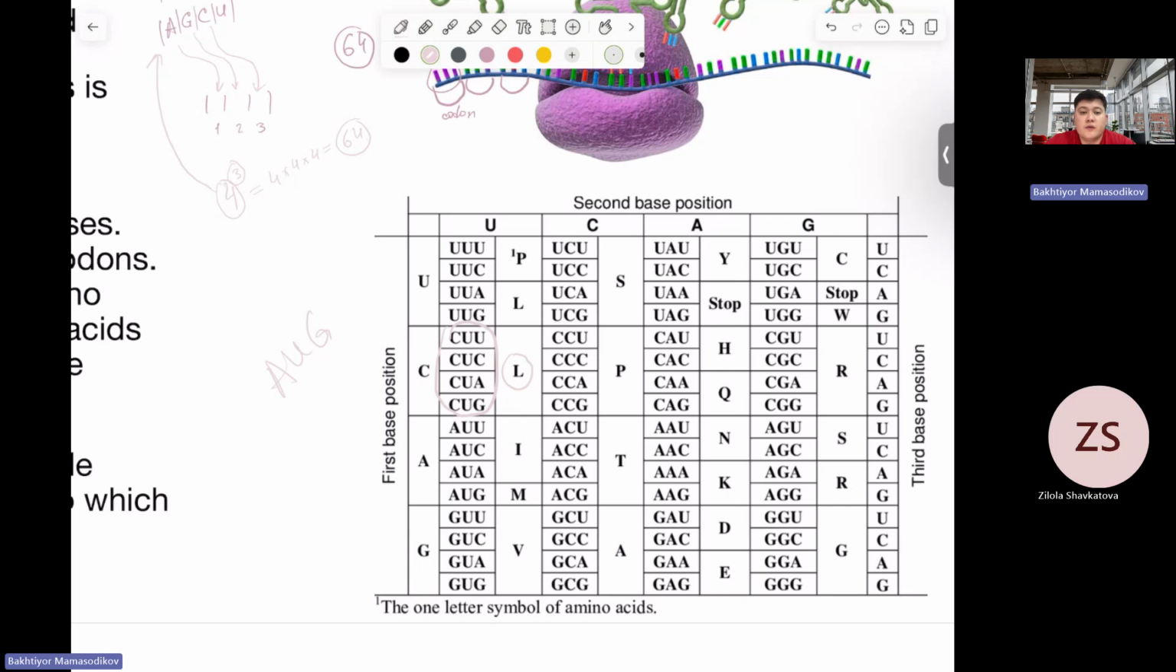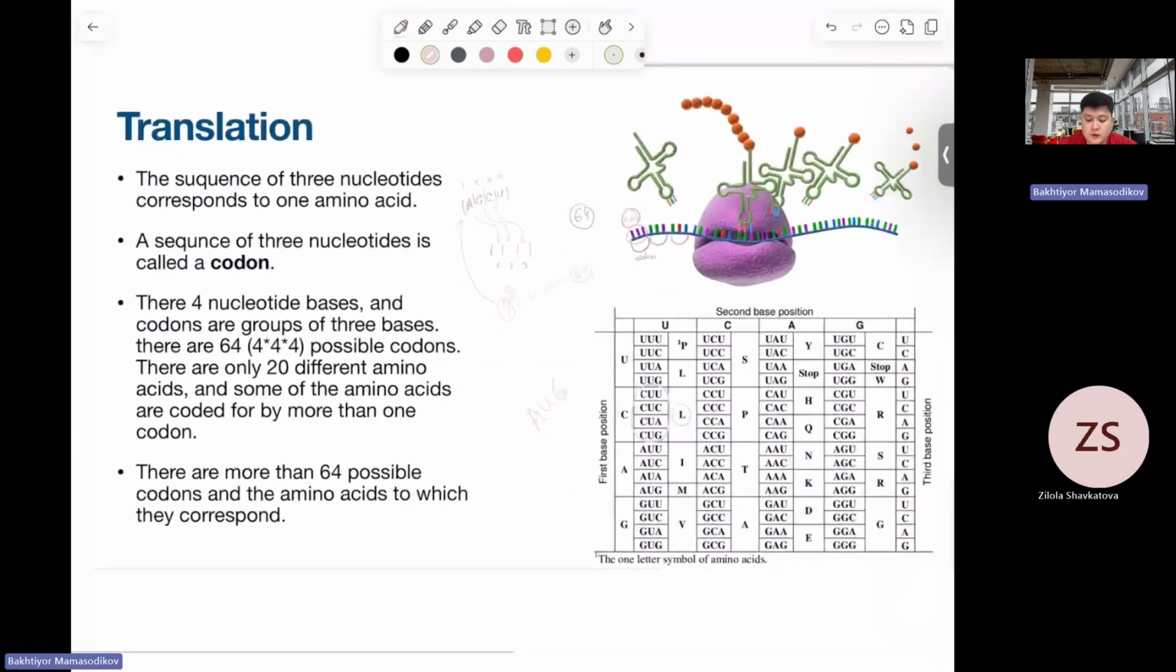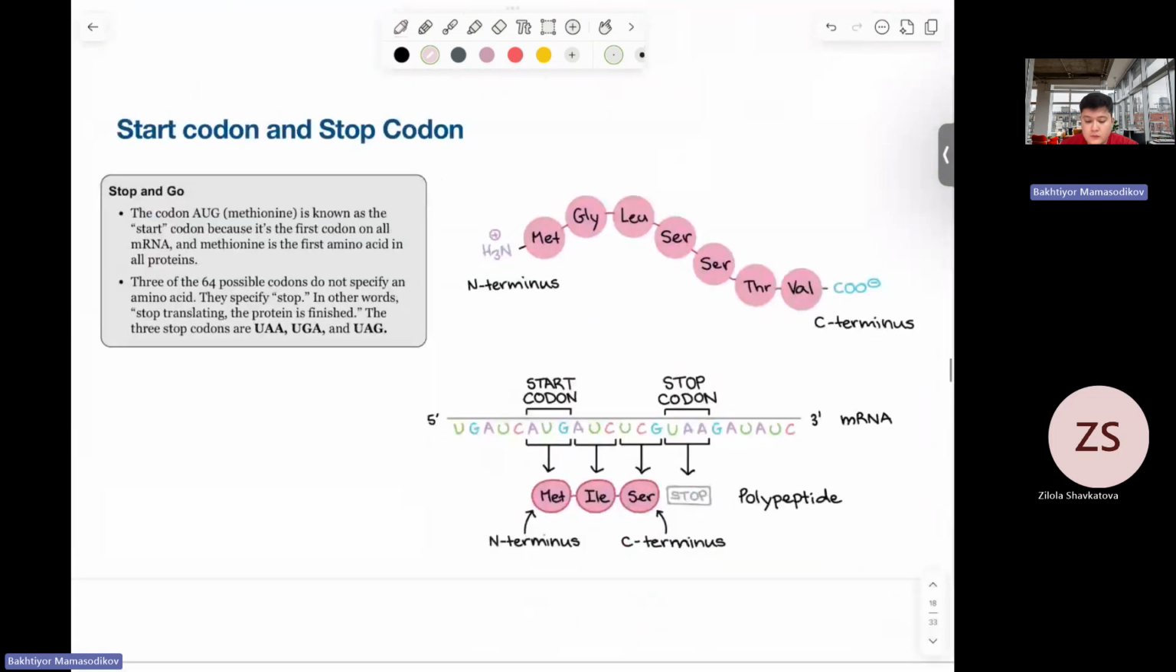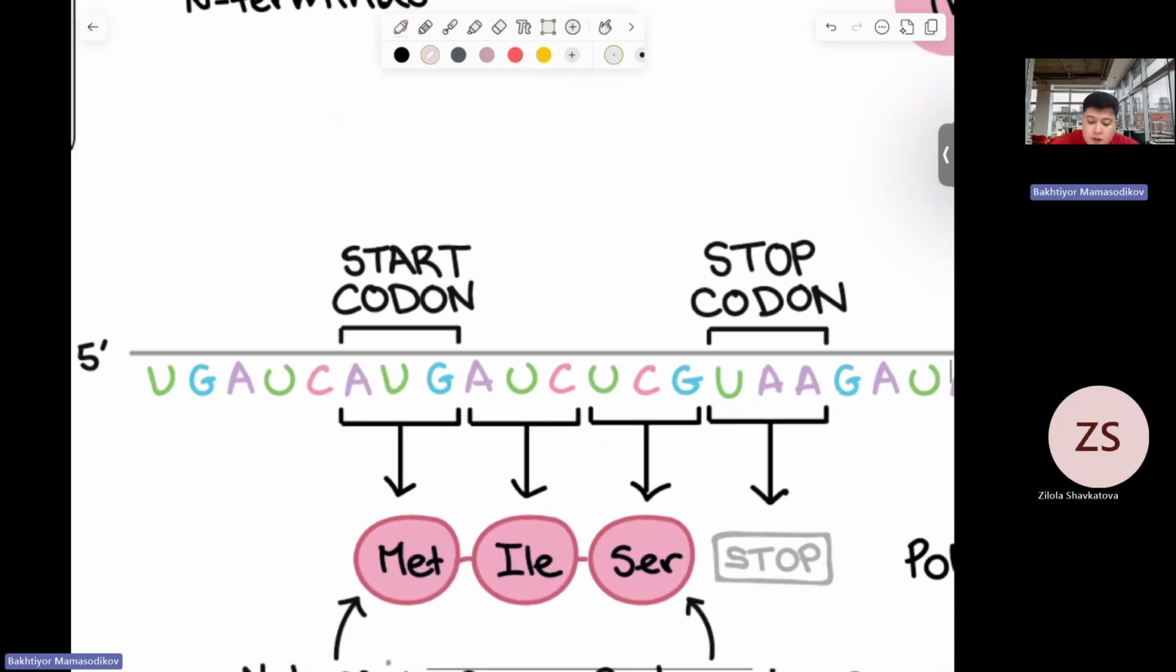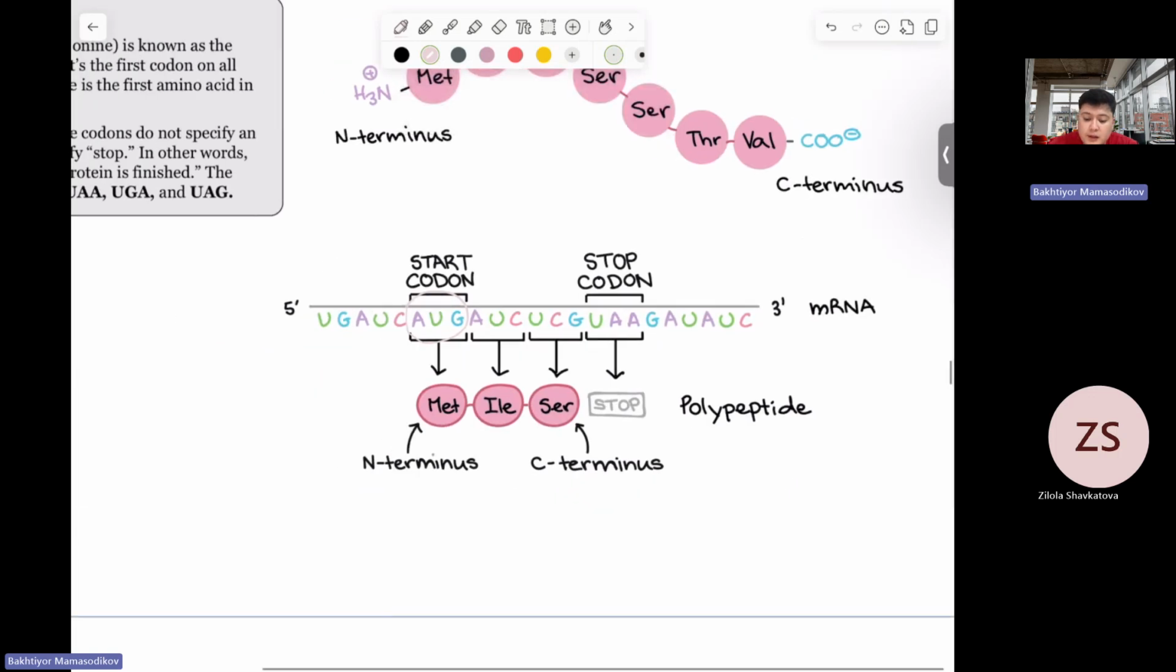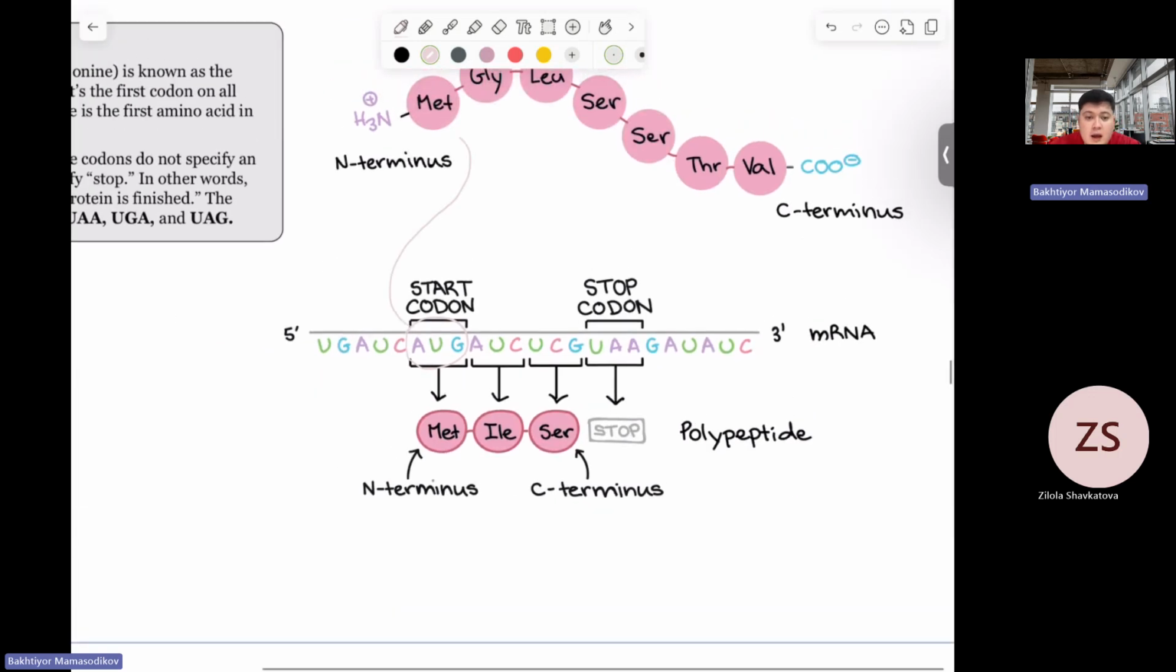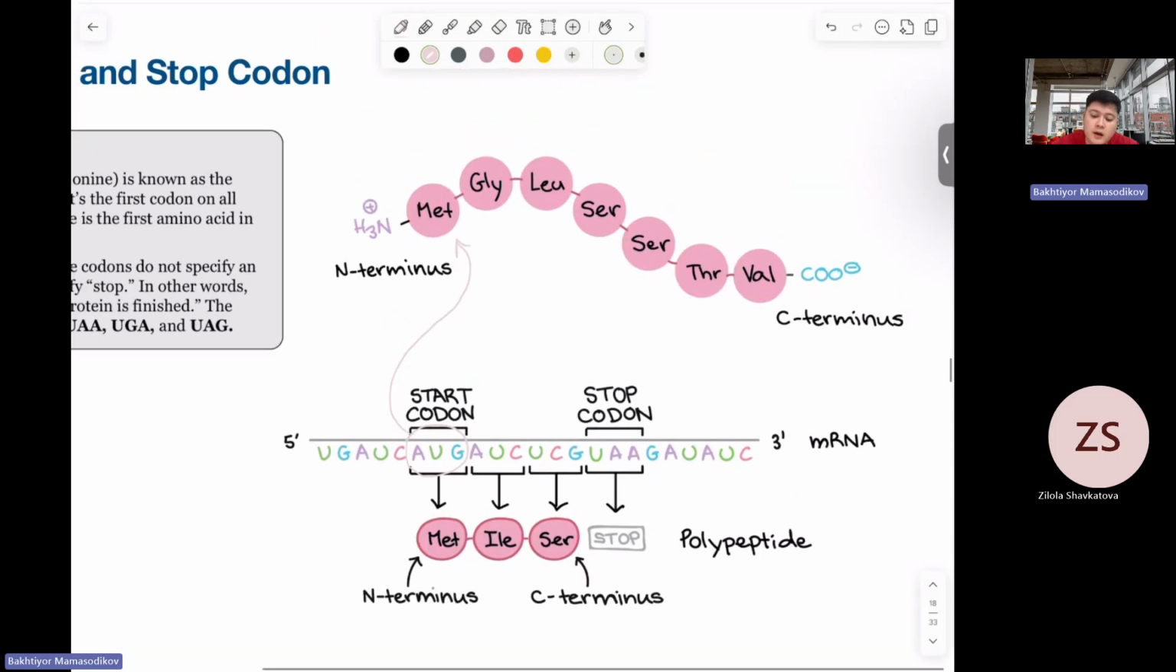So we have the start codons and we also have the stop codons. The start codon is always adenine, uracil, guanine, AUG. This is the start codon, which codes for the amino acid methionine. How is it written? Methionine.